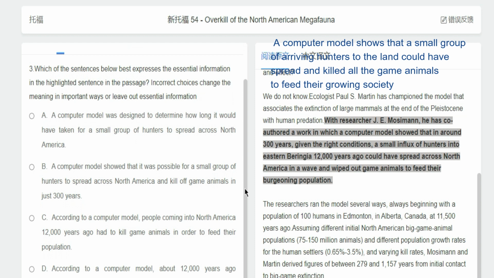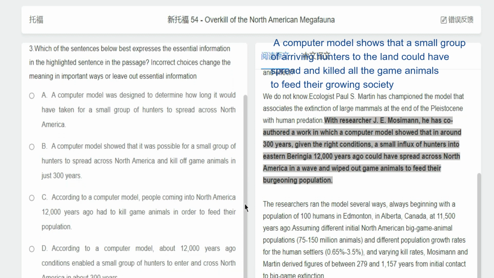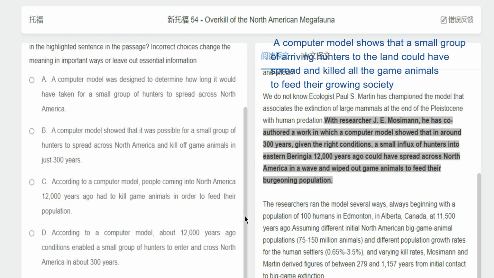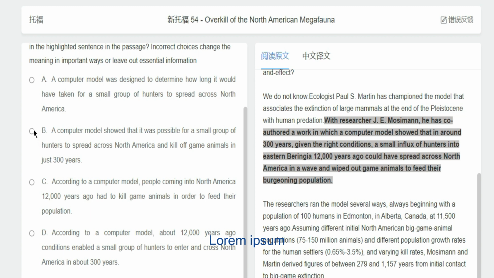A is incomplete because it doesn't say killing. B has all the things essential. C, has to kill, is not right. The highlighted sentence does not say it was necessary. It just happened. D is way off. So B is the correct paraphrase.